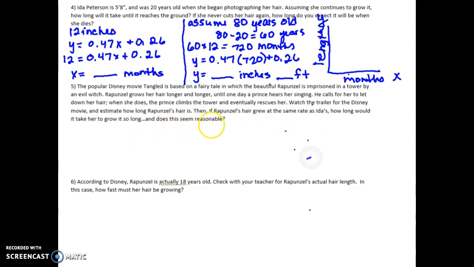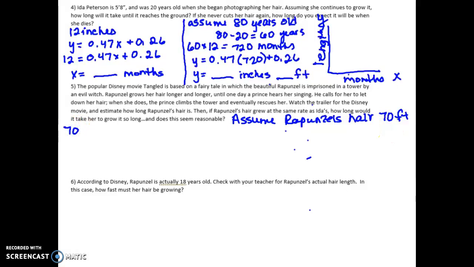We're going to assume that Rapunzel's hair is 70 feet long, because it's right at the top of the tower. Since it's 70 feet, but remember our length is in inches, we have to take 70 and multiply it by 12. So 70 times 12.